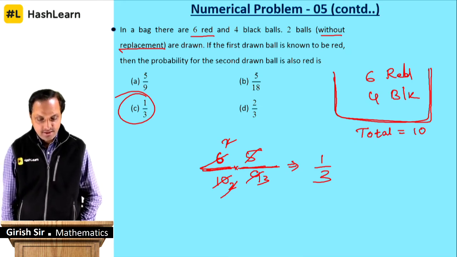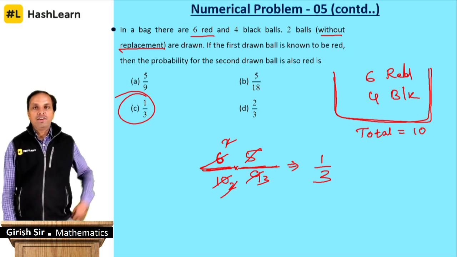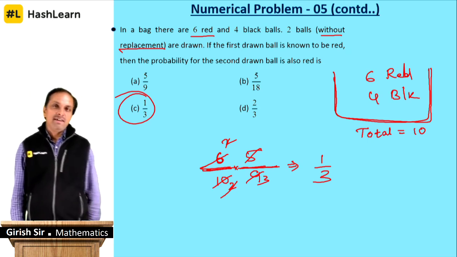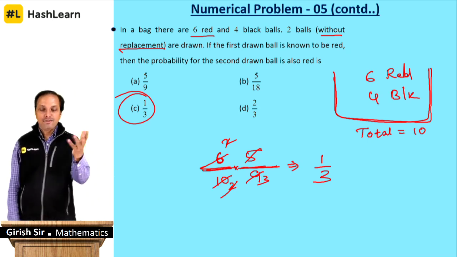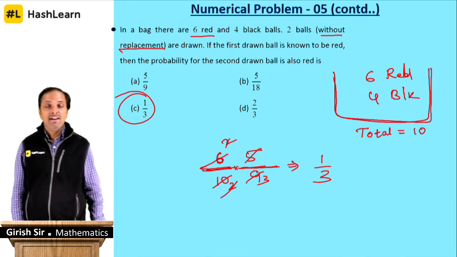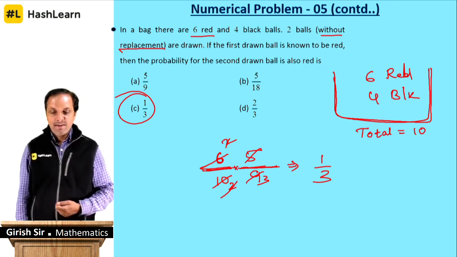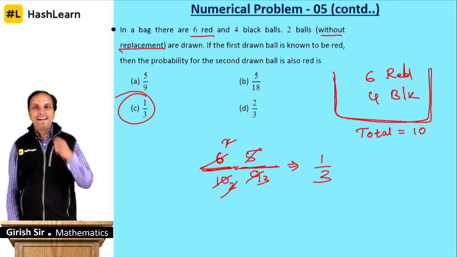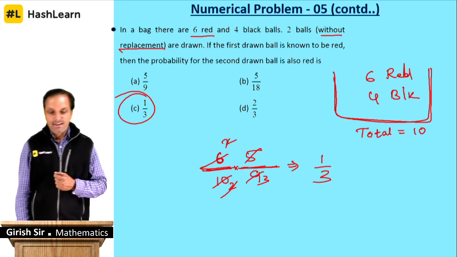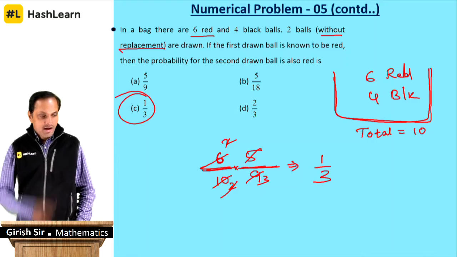Is it clear, guys? Hope you all followed the problem. Very important question. You are making 2 picks without replacement. First pick is red, 6 out of 10. Second pick is also red without replacement. So 9 balls will be left and 5 will be red among them. Second ball is also red. In the second case 5 out of 9. Simplify and you will be able to get that.